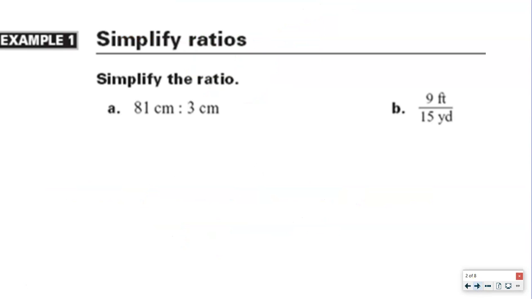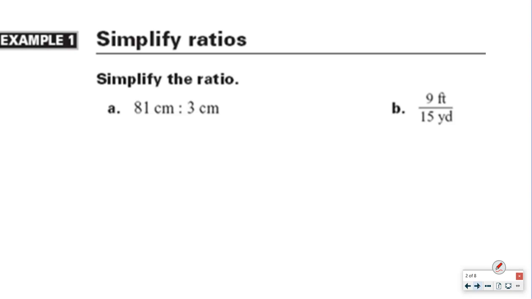All right, so we're talking about ratios and proportions. We need to know how to simplify ratios. Ratios can be written as fractions, but they can also be written like we have here in letter A, where it's 81 centimeters to 3 centimeters. And with that colon, you can say "to." So 81 centimeters to 3 centimeters, or for every 3 centimeters, 81 centimeters, or vice versa.